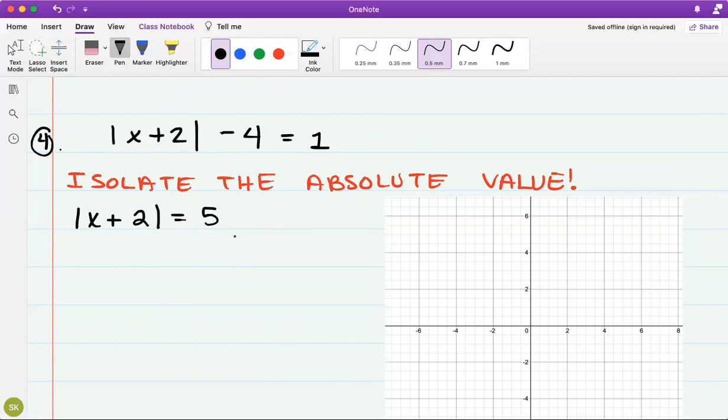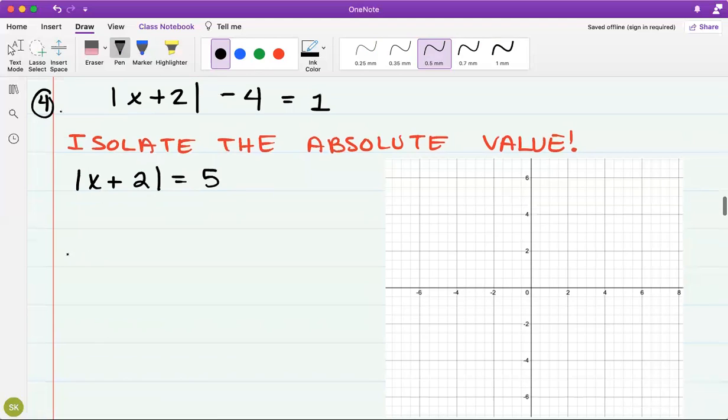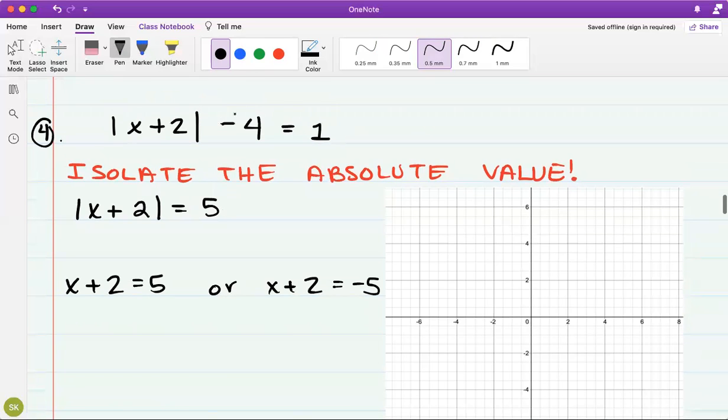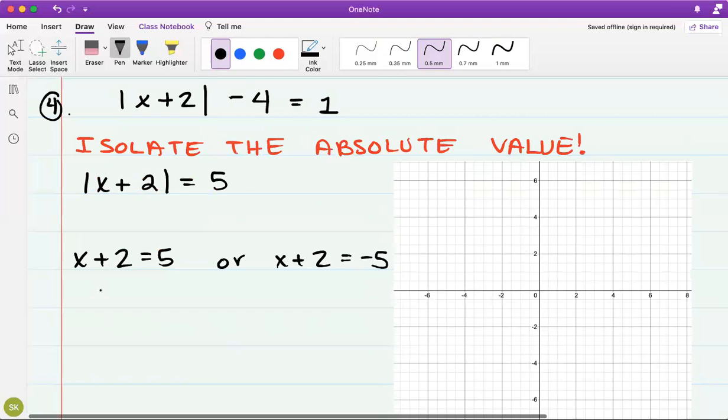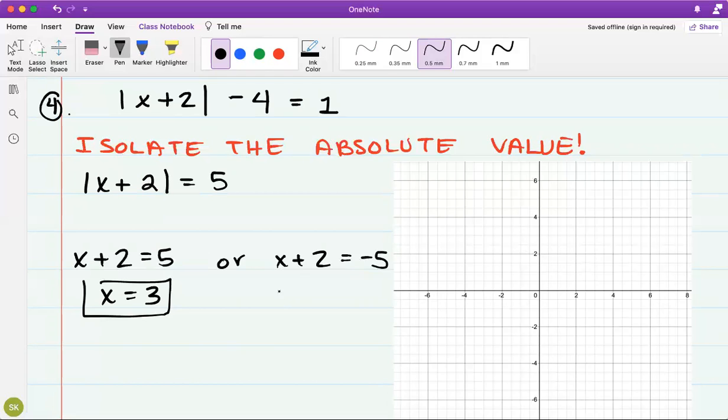And from here, I have a problem similar to the last problem we just looked at. So what we need to do is say x plus 2 is equal to 5, or x plus 2 is equal to negative 5. Don't do this. Don't put this is equal to negative 1 and 1. You will probably get the wrong answer. You always need to isolate the absolute value. Okay, from here, now we just move the 2 over and we get x is equal to 3, or x is equal to negative 7.